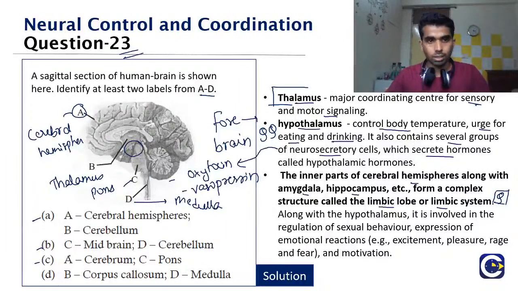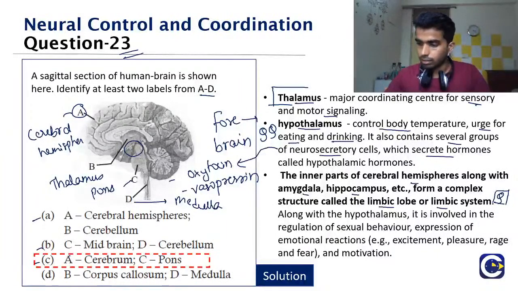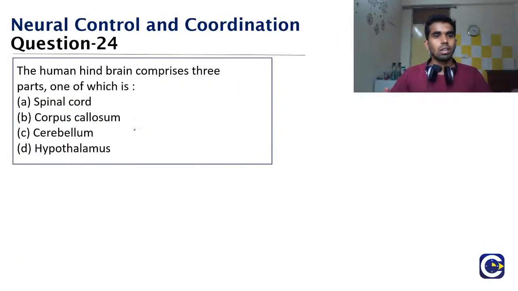Yes, Akshaya, very well said. The correct answer is option C, that is the pons. Now coming to question number 24. The human hindbrain comprises three parts, one of which is.